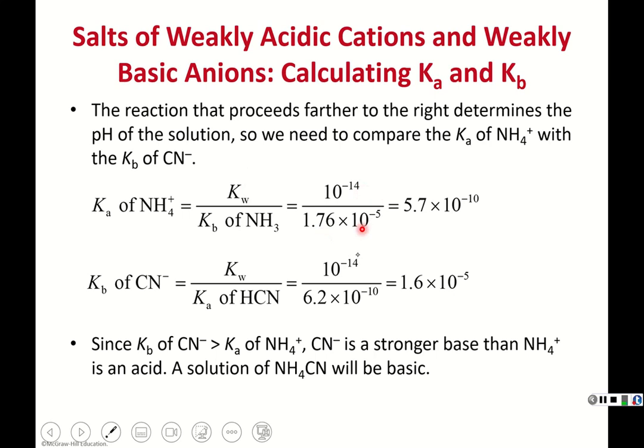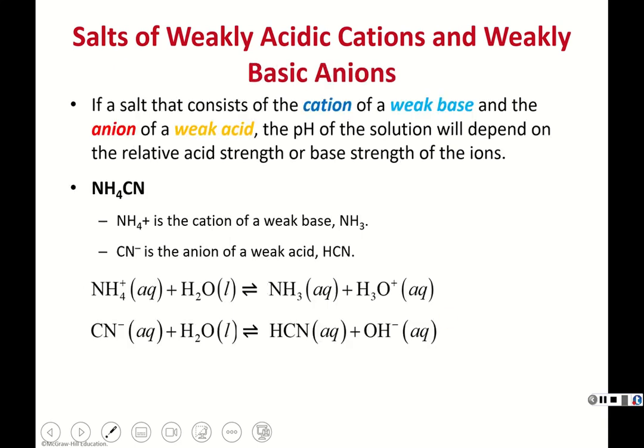Okay, so Kw divided by the Kb of NH3, we get 5.7 times 10 to the minus 10. And we can do the Kb for cyanate the same way. We convert using the Ka of HCN, the weak acid, Kw divided by that, and we get 1.6 times 10 to the minus 5. So in this case, the larger the Ka or Kb, the stronger it is. So we have Kb is bigger for CN minus, so it is a stronger base than NH4 plus is an acid. So this solution will be basic, because this reaction will proceed further to the right. There'll be more OH minus than H3O plus, the top reaction.